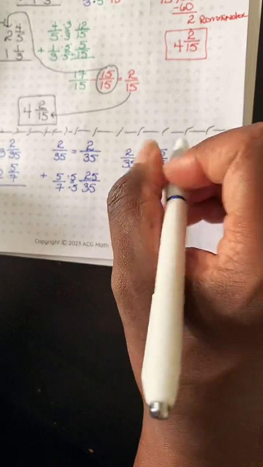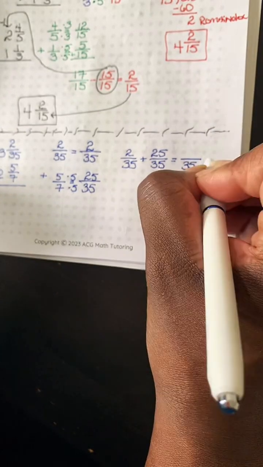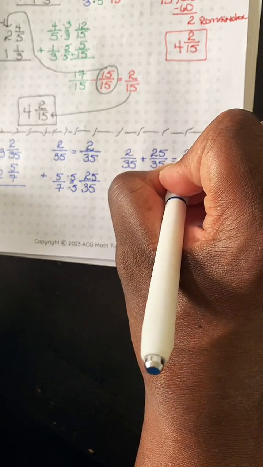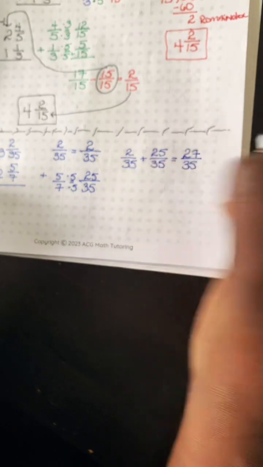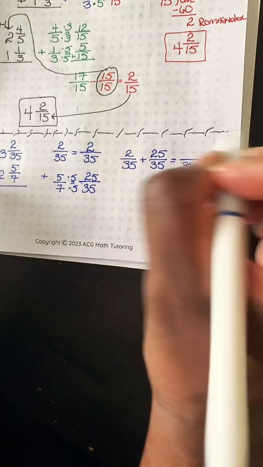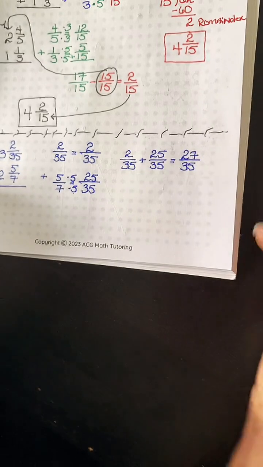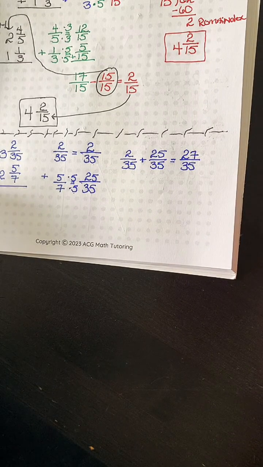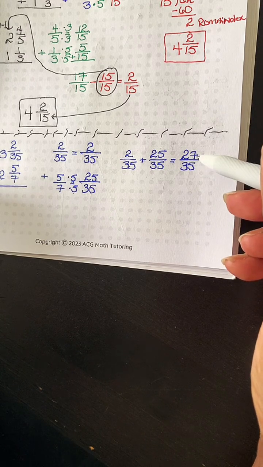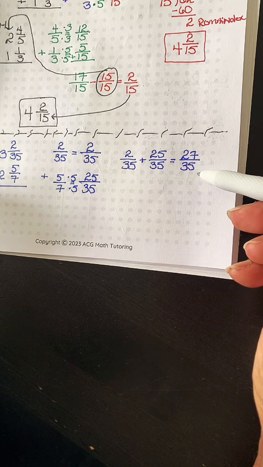All right. So we keep our 35 in our denominator, and then our 27 is our numerator. Okay. So now, if you look, we don't have an improper fraction.